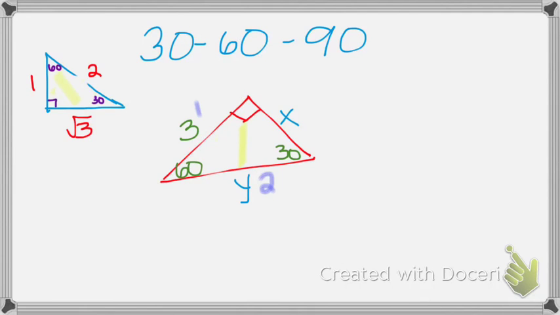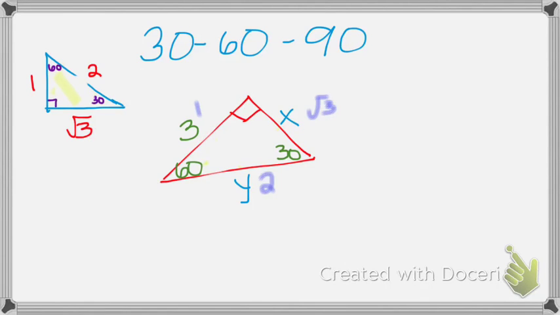Across from the 60 on both of them, there's x, there's a square root of 3, so I'm going to put square root of 3. Now, if you can do it by looking at it without writing those, then that's fine. But here, I'm going to solve for y.